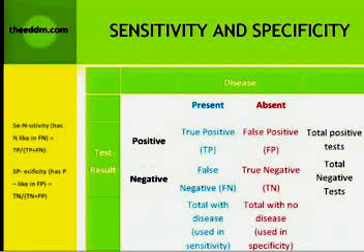If you look at this red column where disease is absent, this whole column is needed to calculate specificity. That means you need true negative divided by true negative plus false positive to calculate specificity. Again, this blue column is needed to calculate sensitivity. You need true positive divided by true positive plus false negative to calculate sensitivity.